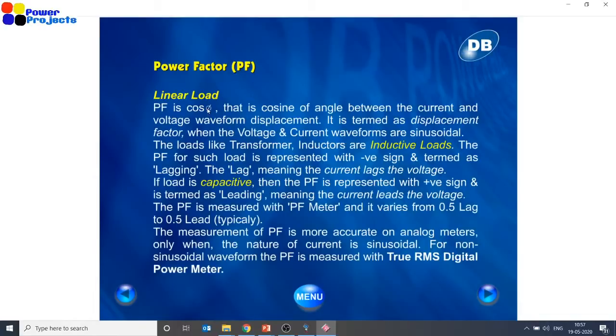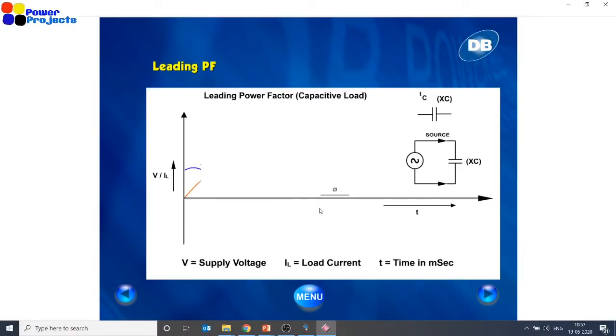For a pure linear load, the power factor can be defined as the cosine of the angle between voltage and current, because there is only one pure sinusoidal voltage and one pure sinusoidal current. The angle between them can be measured, and the cosine of that angle is the power factor. That's the linear load. Examples of linear loads are pure RLC loads: resistance, inductance, and capacitance.